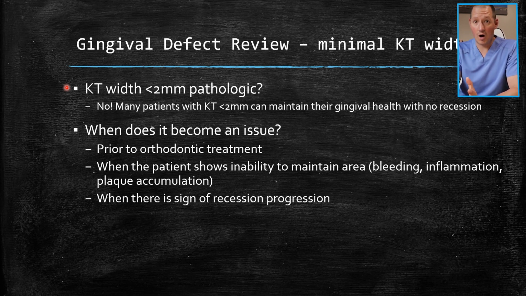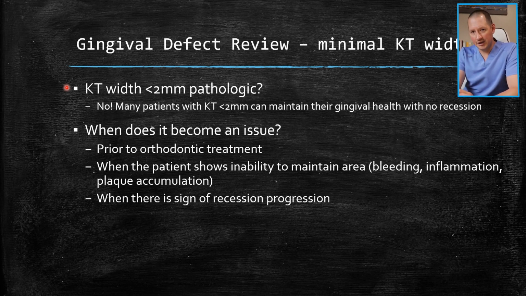There are many patients who are walking around right now with less than 2 millimeters of keratinized tissue around their teeth, and they're doing just fine. They're able to keep it clean. There's no progression of recession. Everything's great. So that lack of 2 millimeters of KT doesn't mean that it's necessarily an issue, but it's something to be watching for because we know that these patients are at higher risk for future recession, uncontrolled inflammation, things like that. And so when does it become an issue, right?